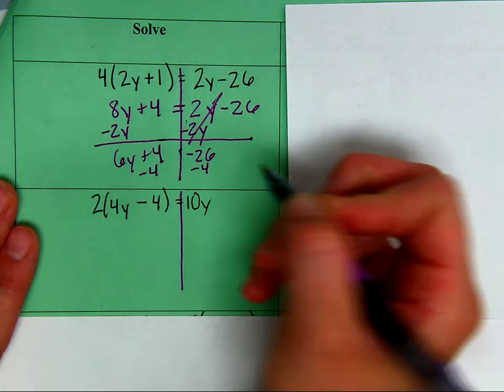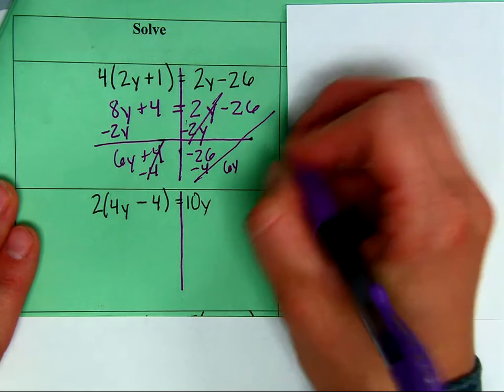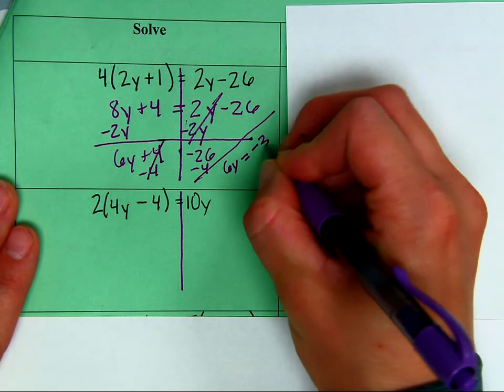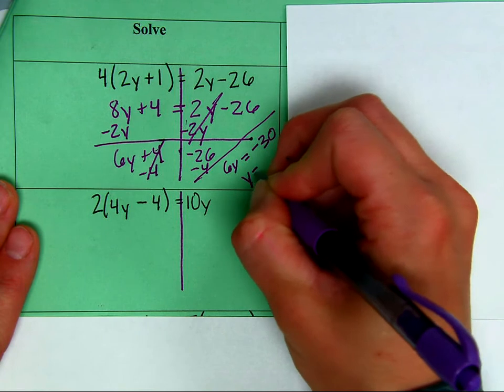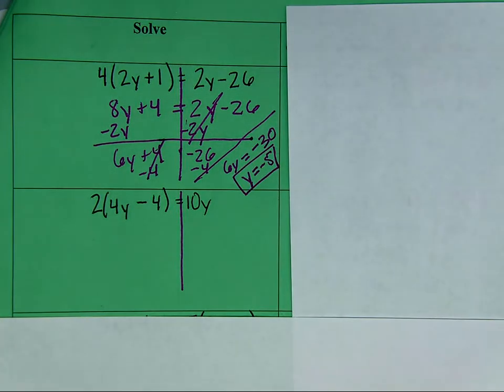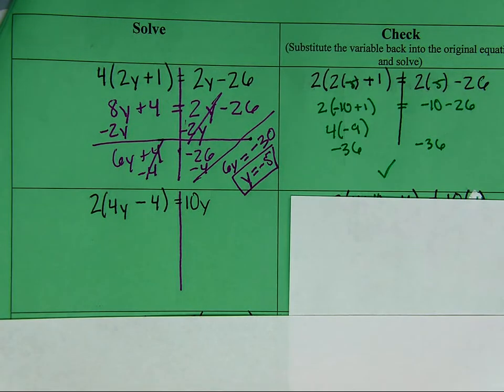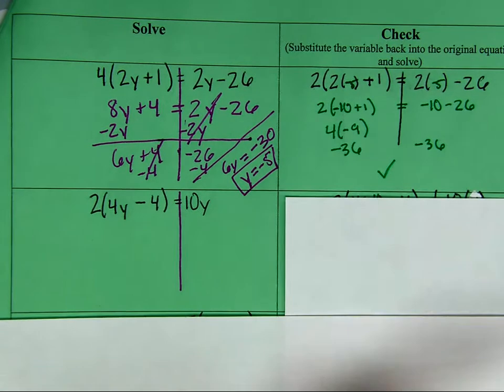So I'm running out of room, so I'm coming up here. So 6y, because that's gone, is equal to negative 30. And then when I divide, we get y is equal to negative 5. Okay, so then, again, you're just plugging that in to check your answer. So you can pause and look at that if you need to a little bit closer.